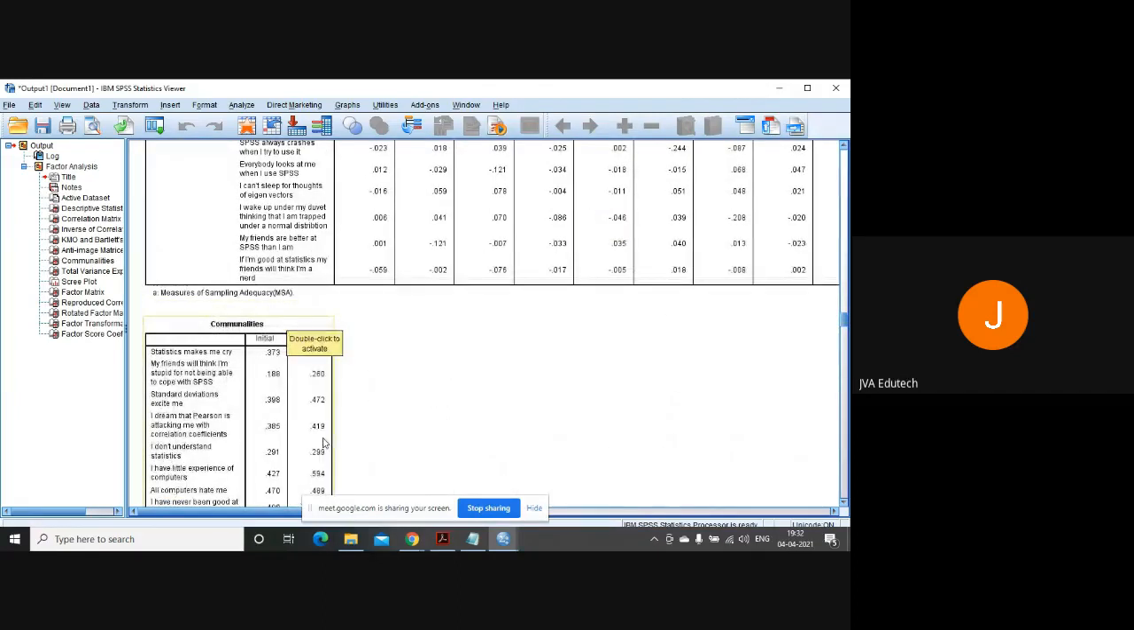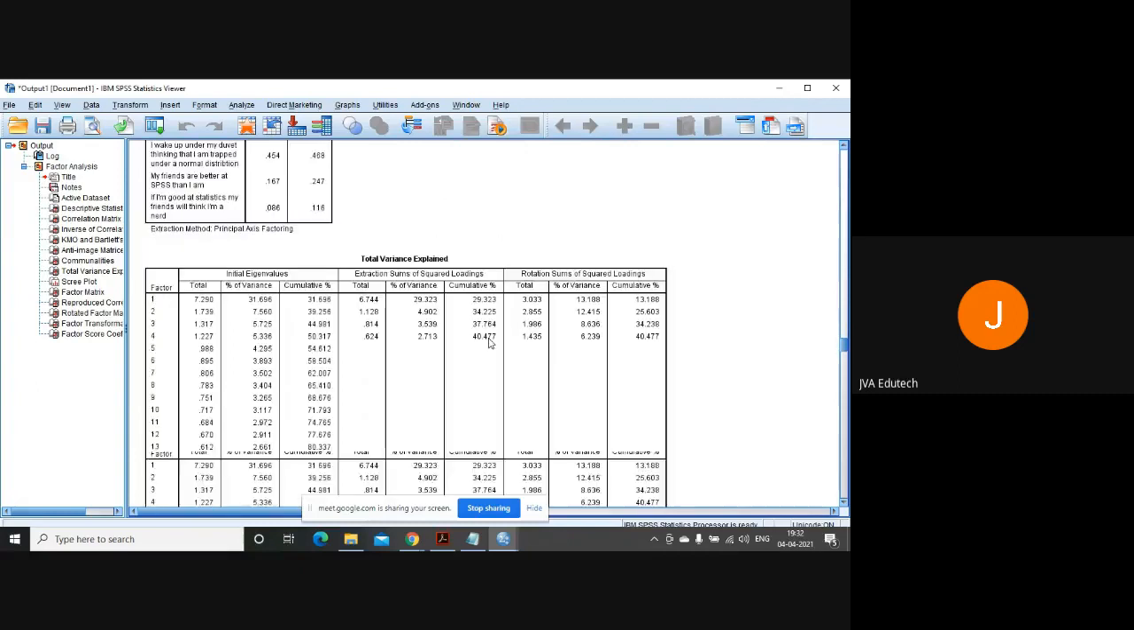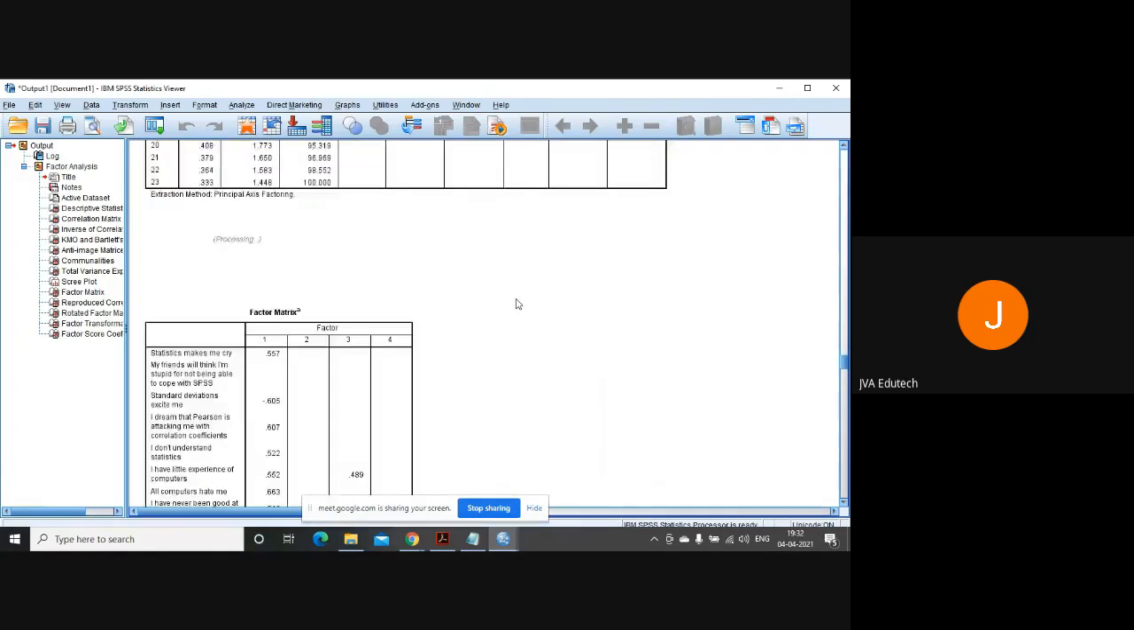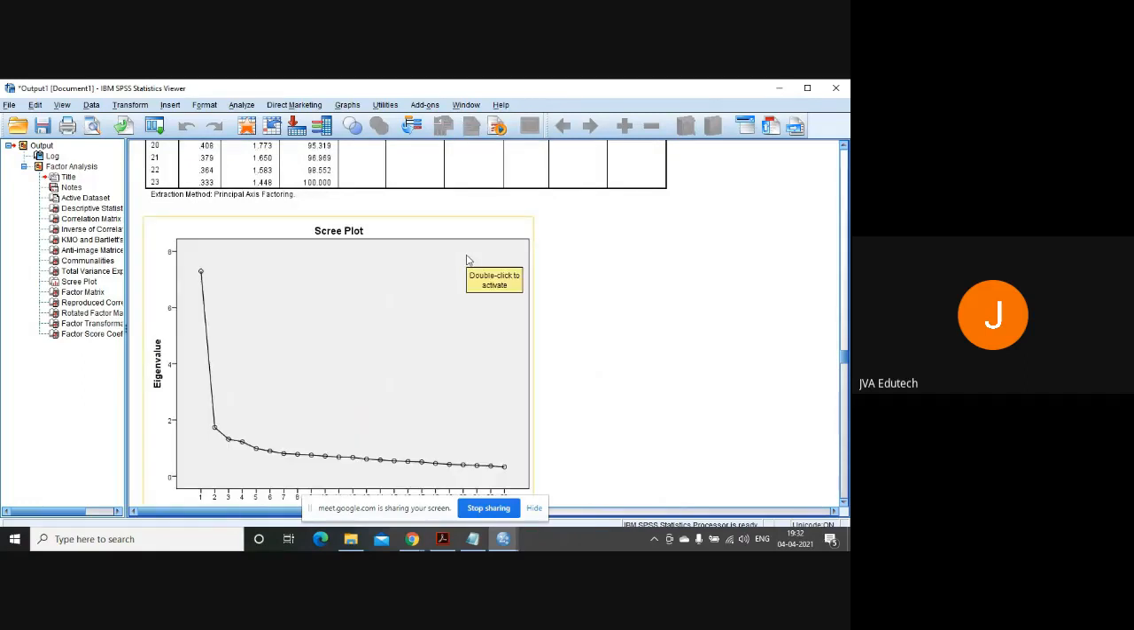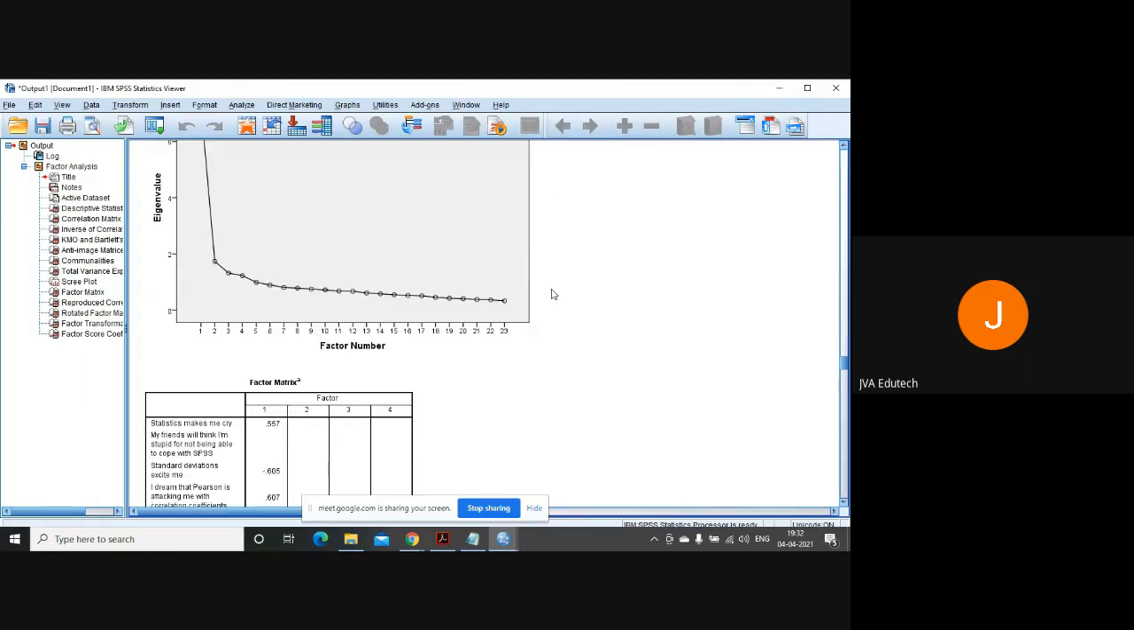Now communalities, you can see the initial and extracted. You need not report this. Now here you will see, first let's come to this scree plot. Just give me an idea of what you see from this scree plot. How many factors should be taken?